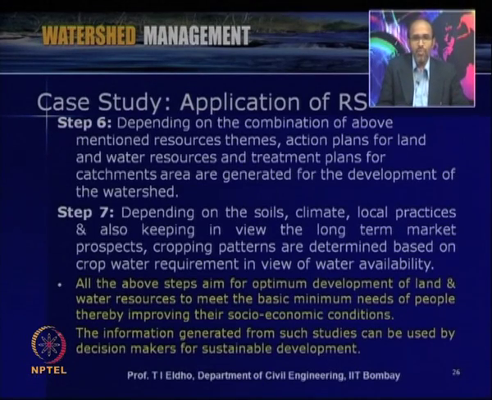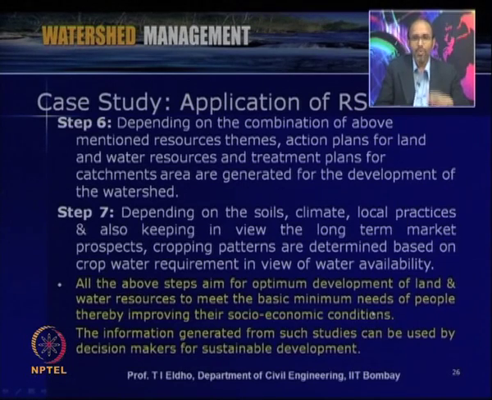So all the above steps are aimed at optimum development of land and water resources to meet the basic minimum needs of people, thereby improving their socio-economic conditions. That way the authors did this study as mentioned in these 7 steps, and the information generated from such studies can be used by decision makers for sustainable development plans.